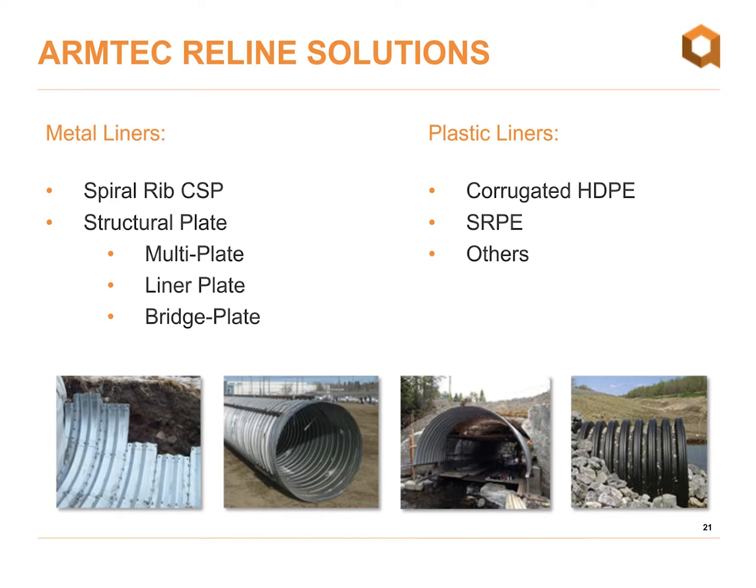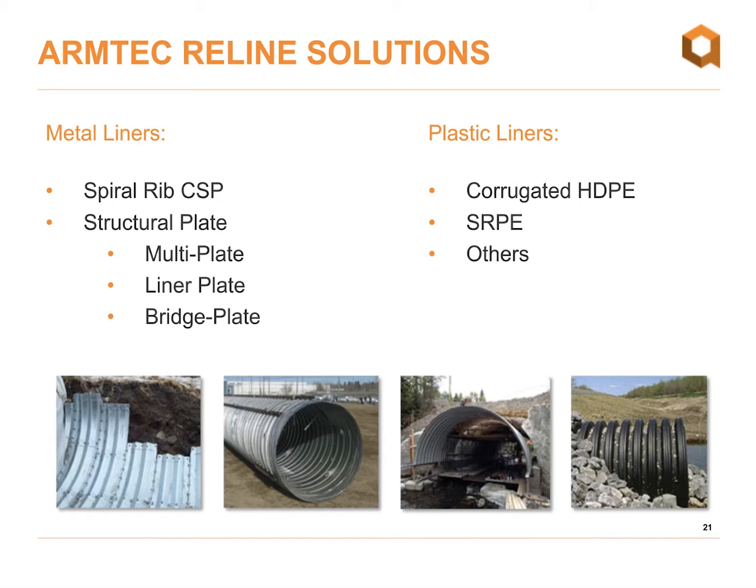All right, so just a quick introduction to Armtec's reline solutions. So there are quite a few of them. We do have plastic liner systems as well, so corrugated HDPE, that's our Boss 2000, really for small diameter relines up to about a meter in diameter. We have steel reinforced polyethylene pipe as well for larger round relines or rehabilitations up to 2 or 3 meters in diameter. So those can be great options. They have smooth inner walls, so again, minimizing hydraulic impact.